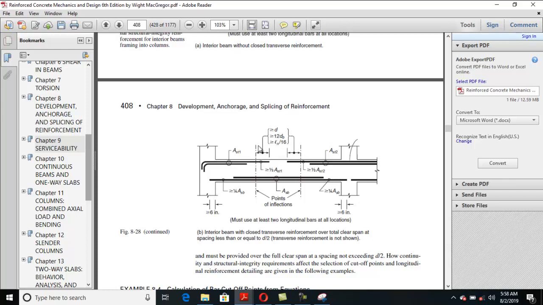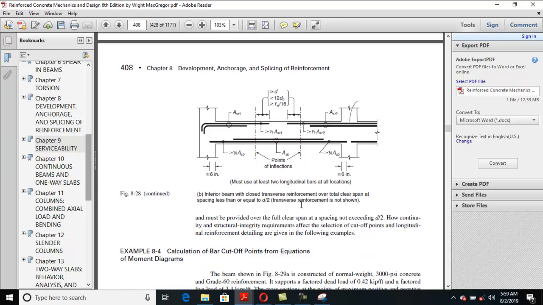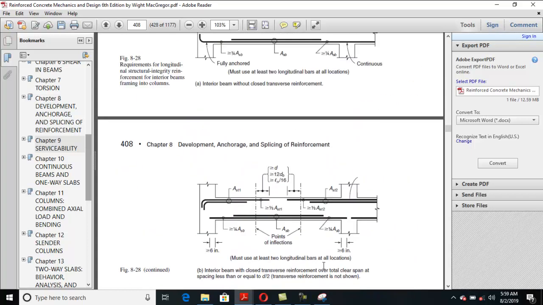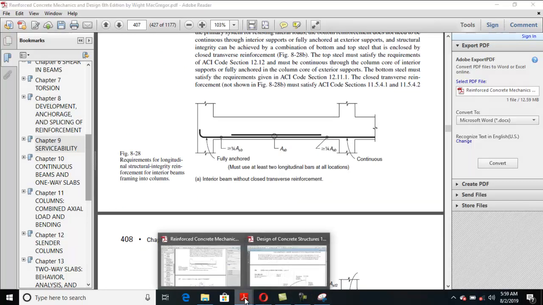Okay? And similarly, this is the point of inflection. You need to continue the top steel area. How much top steel area? 1/3, not the whole negative area, just 1/3 of the negative steel area beyond the point of inflection for a distance of this much. Okay. So this is a kind of structural integrity, and you also need to provide full anchorages, and similarly you need to extend for 6 inches. Clear? This is a kind of structural integrity, it is important.